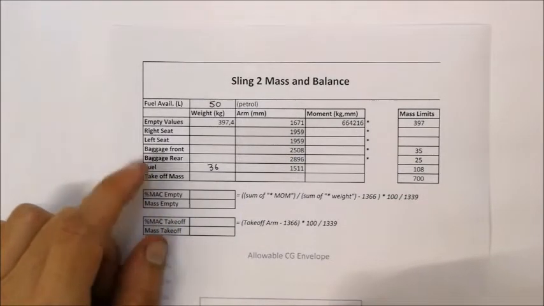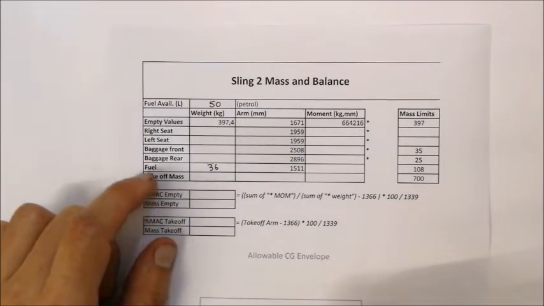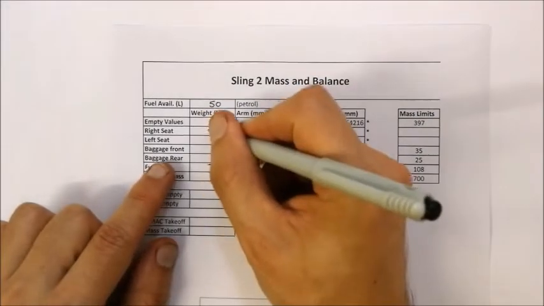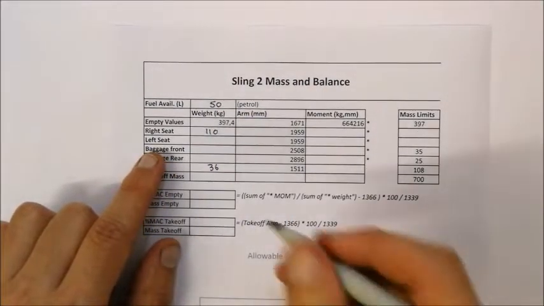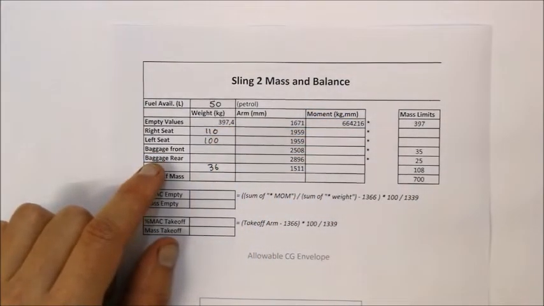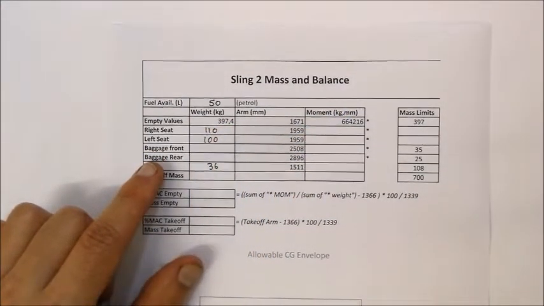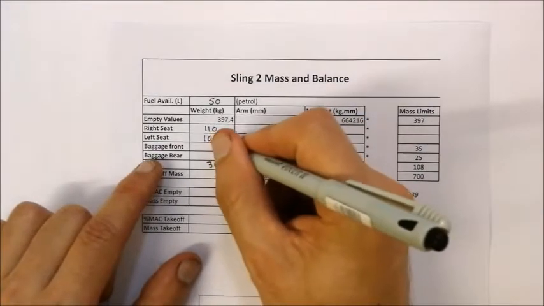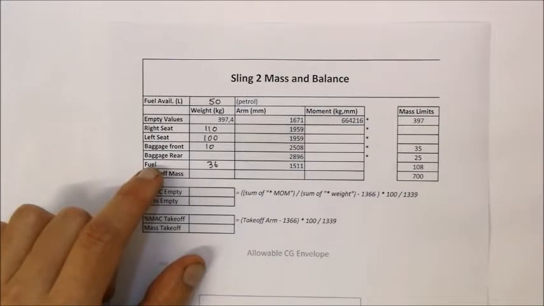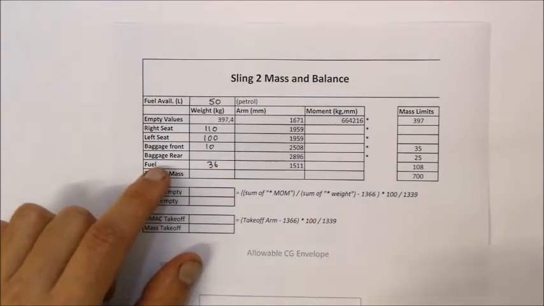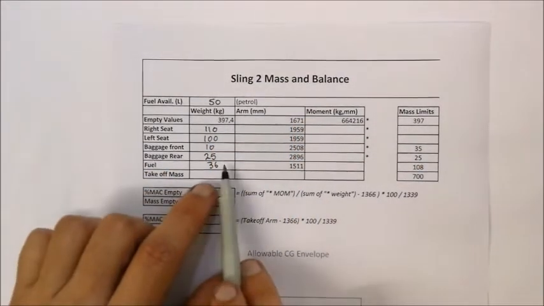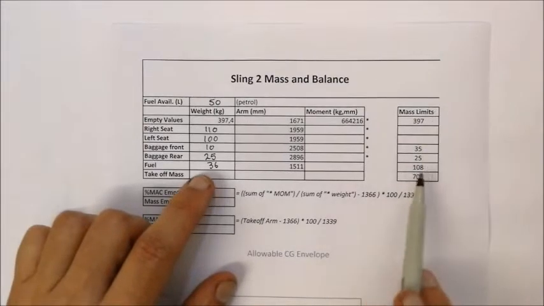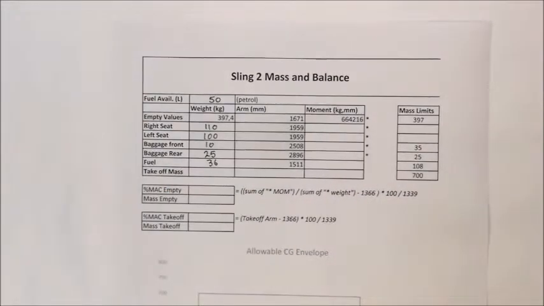Okay, now let's say in the right hand seat you're told that there's a person sitting there of 110 kgs, and on the left hand seat there's a person weighing 100 kgs. You're told that the front baggage or luggage has a total weight of 10 kgs, and then the rear baggage has a total weight of 25 kgs. Okay, so up to this point these values correlate with the mass limits. It is within those limits, so we know it's safe to use them.